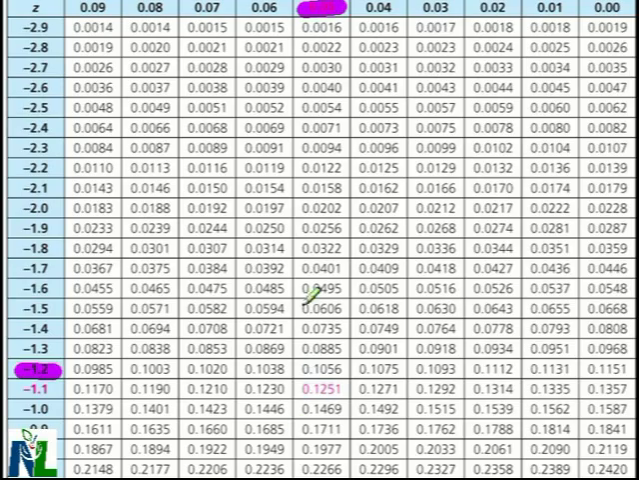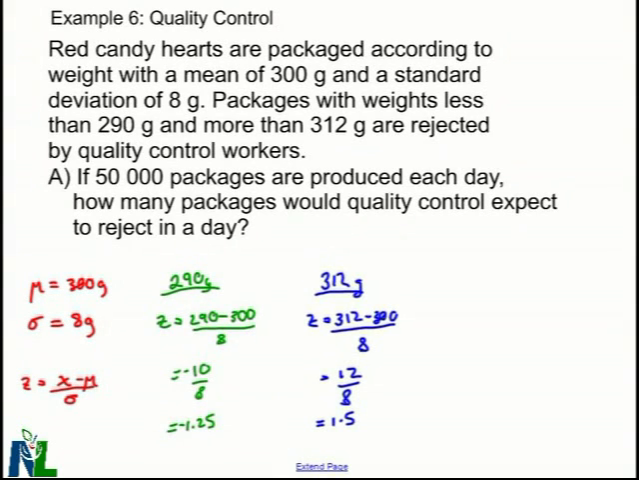Tracing down the 0.05 column and across the negative 1.2 column, I see I get a value here of 0.1056. So I'm going to need to use that. So for 290 grams, I'm talking about 0.1056.